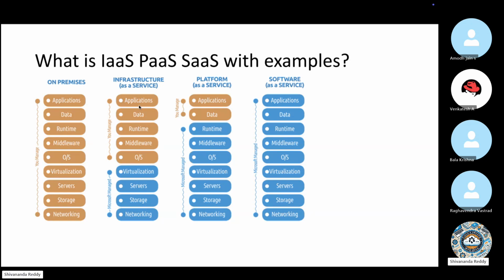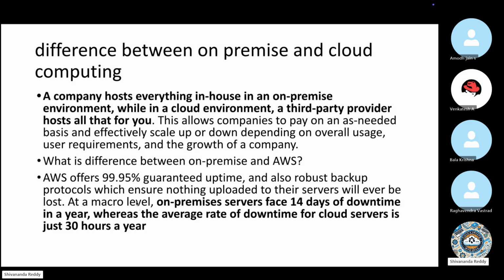But if you think about cloud IaaS, you manage about 50% and the remaining 50% the cloud provider will manage. Application, data, runtime, middleware, OS: you need to take care of these. You will get hands-on experience creating these. But virtualization, server, storage, and networking will be managed by the cloud provider.